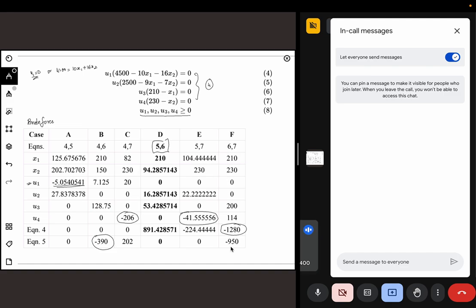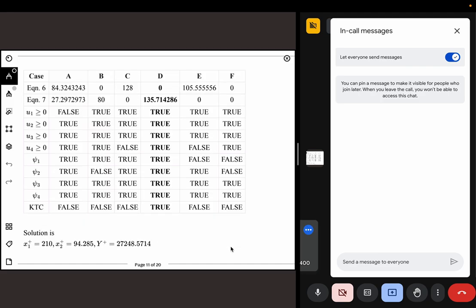Only this combination 5 and 6 will actually give you a correct solution. When you take 5 and 6 together, your u1 is 0, which is an inactive constraint now, and your u4 is 0 and remaining everything is positive. So this combination gives me all the KKT conditions to be satisfied. And then I'll get the objective value.